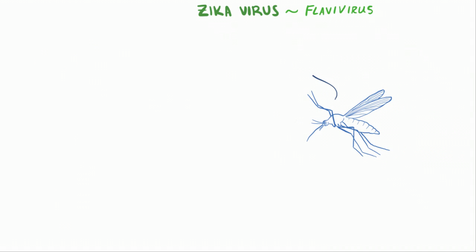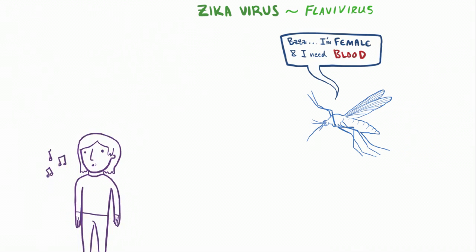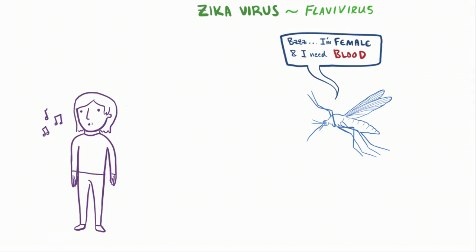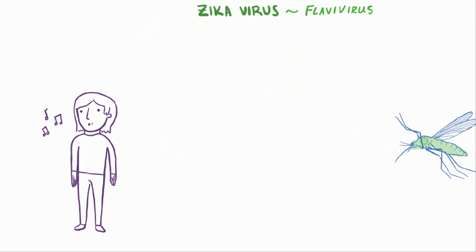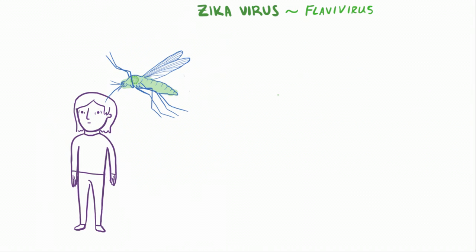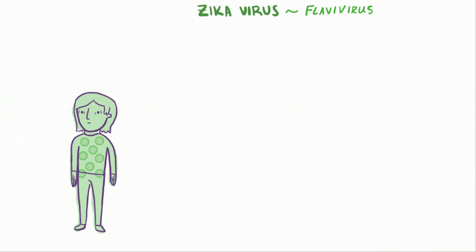In order to mature her offspring, female mosquitoes need a blood meal, which they get from unsuspecting hosts. Mosquitoes find their blood meals using chemical compounds that we and other organisms give off, like carbon dioxide, ammonia, lactic acid, and octanol. So when a mosquito that also happens to be carrying the virus finds her meal and digs in, the virus infects the human host and starts to multiply or reproduce within the human.